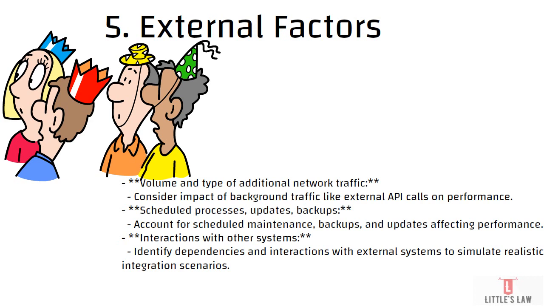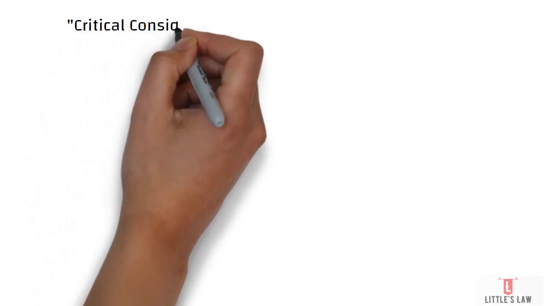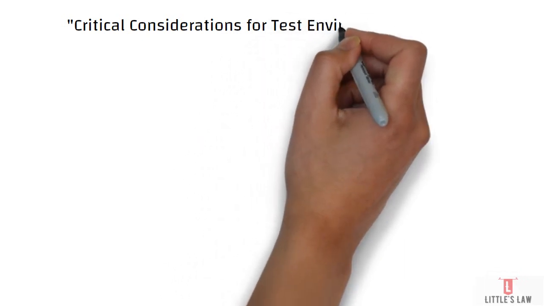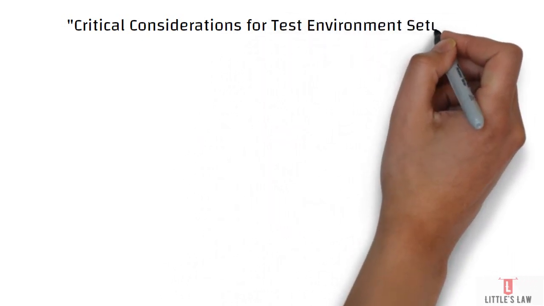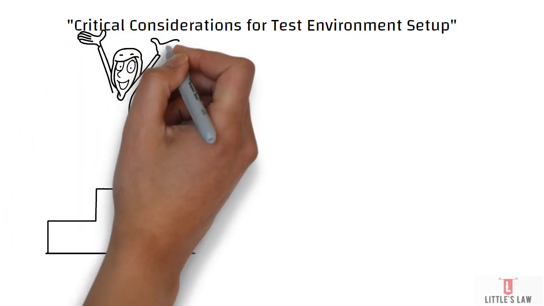And moving on to the last part, where we see the critical considerations for test environment setup. The following parts which we're going to discuss are the critical considerations when it comes to the test environment setup. So the first part of it is the access to servers and software. Many of us would feel the pain of getting access to servers and software.